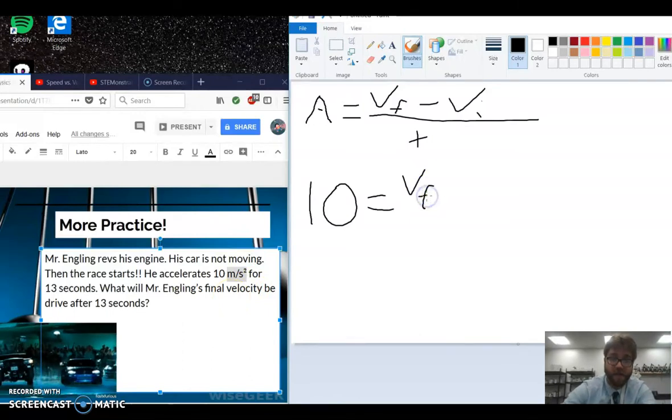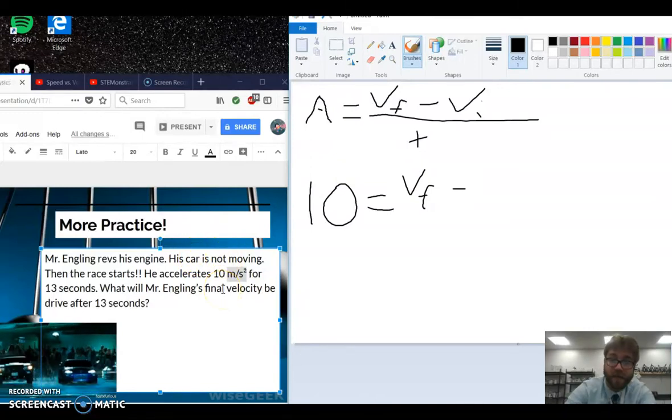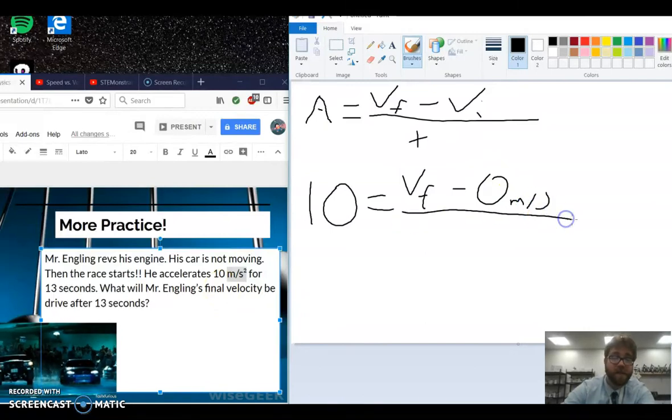So final velocity minus initial velocity. What was my initial velocity? Well, at the beginning of the race, the car is not moving. Since the car is not moving, in the beginning we're moving 0 meters per second. And this is divided by time. So this is over 13 seconds.